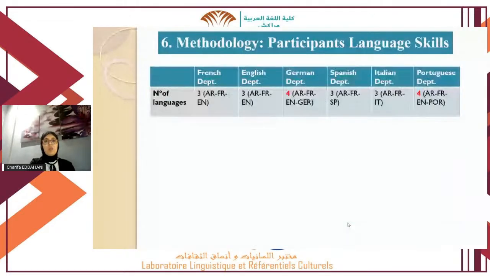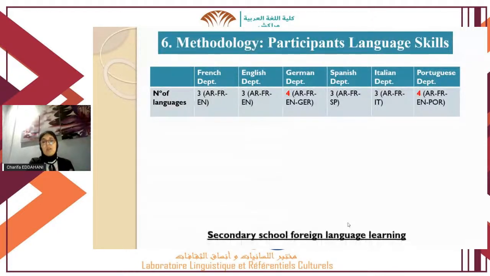As regarding the language skills, all of them state that they can speak 3 languages, Arabic, French, and English, for example, for the case of the French department and the English department. As you can see here, the German department, they have 4 languages. Portuguese department, they have 4 languages. This is why, because the German department, for example, they generally start studying English and then they switch to German. As regarding the Portuguese department, they don't have the possibility to choose Portuguese at the secondary school, so they're forced to study another foreign language, in their case, English.